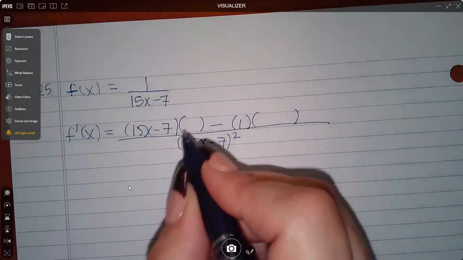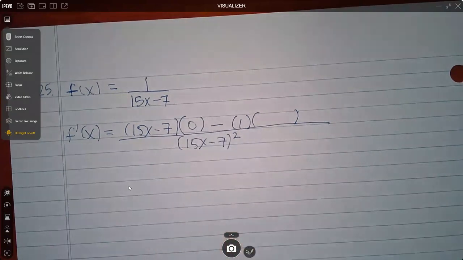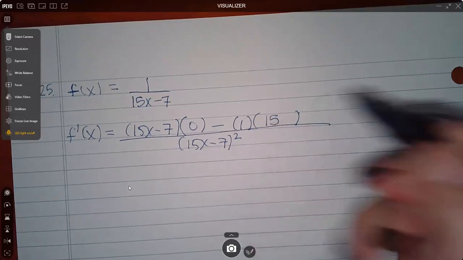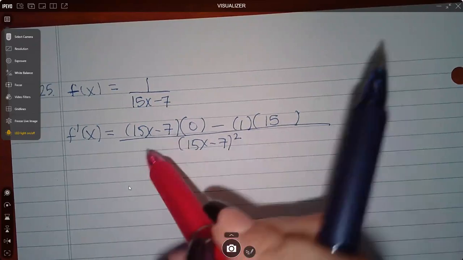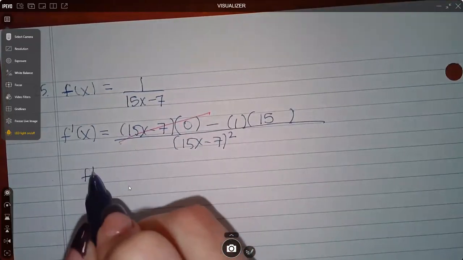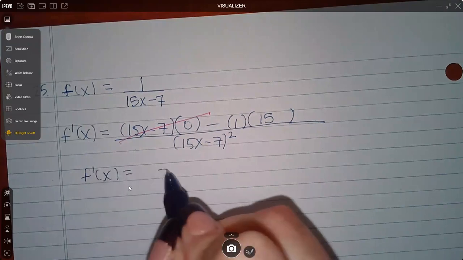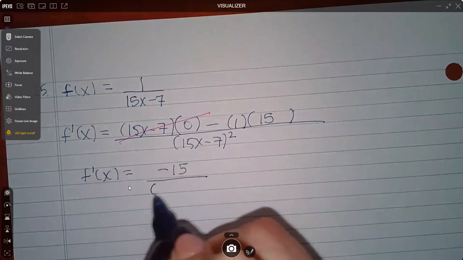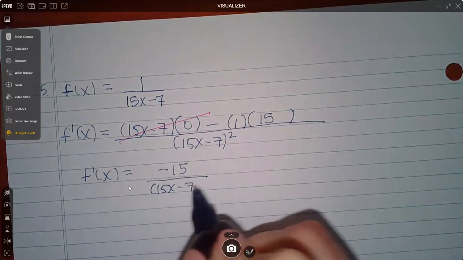The derivative of the top, the derivative of 1. Any constant, right, is 0. And then minus the numerator, just like it was, times d low. So what's the derivative of 15x minus 7? 15. So yeah, that is nice, because isn't this all just one big fat 0, right? So you get that f prime is essentially negative 15 over this.